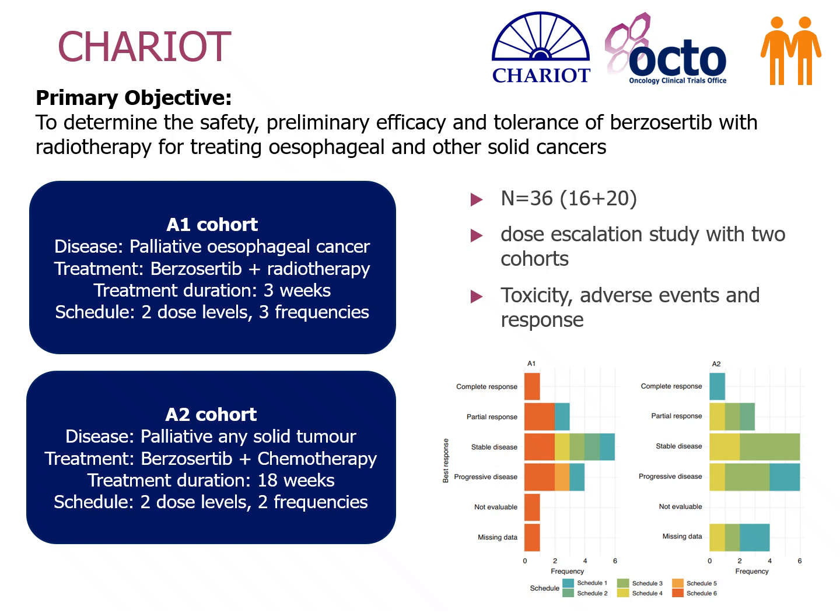It looked at safety, preliminary efficacy and tolerance of berzosertib with radiotherapy for treating esophageal and other solid cancers. And the first thing that you can see here is there's two cohorts or groups of patients, A1 and A2. So we've already deviated in quite a big way from that earlier simplified scenario where we've got two sets of patients and they have different criteria in terms of disease, the treatment that they're going to receive in terms of the duration or the schedule.